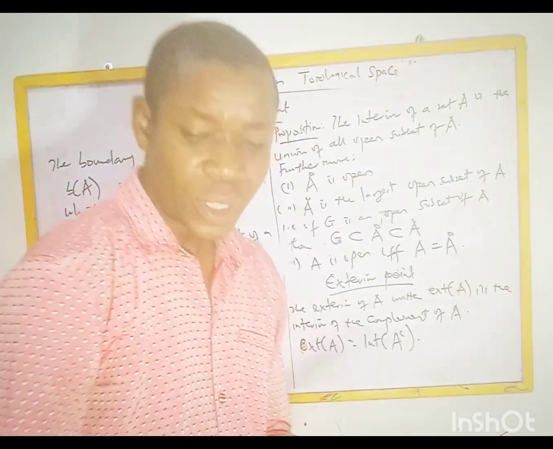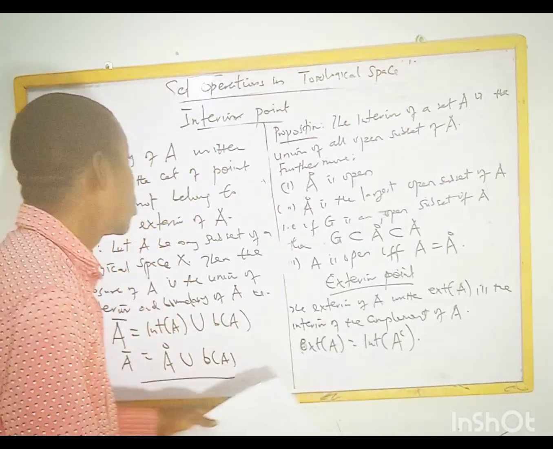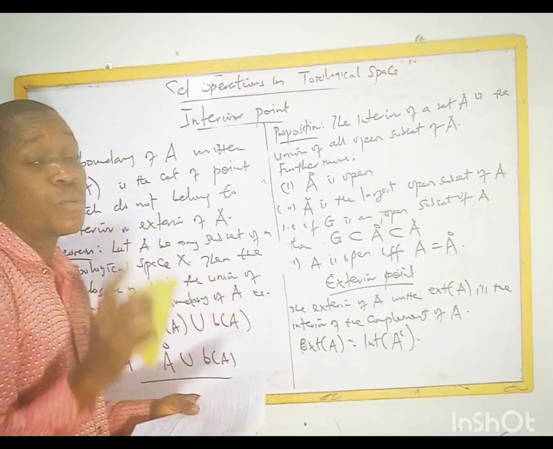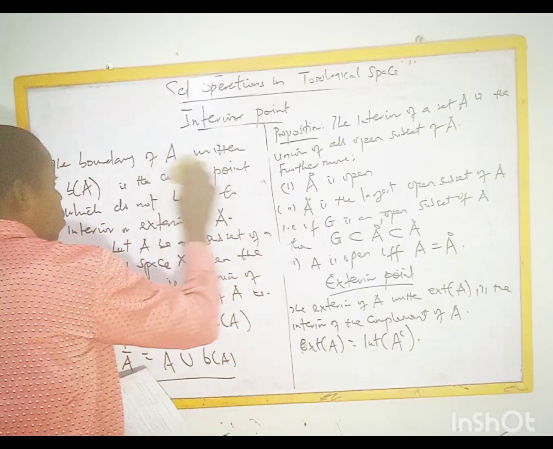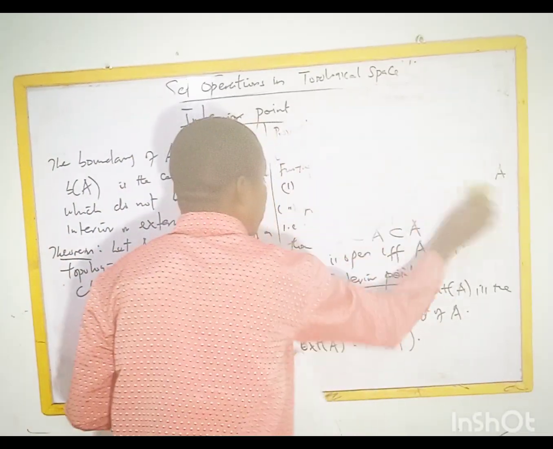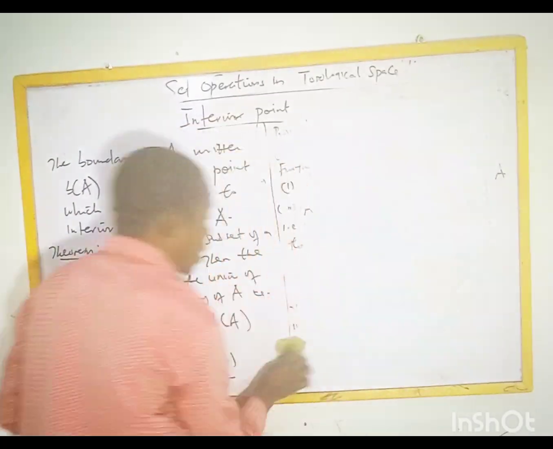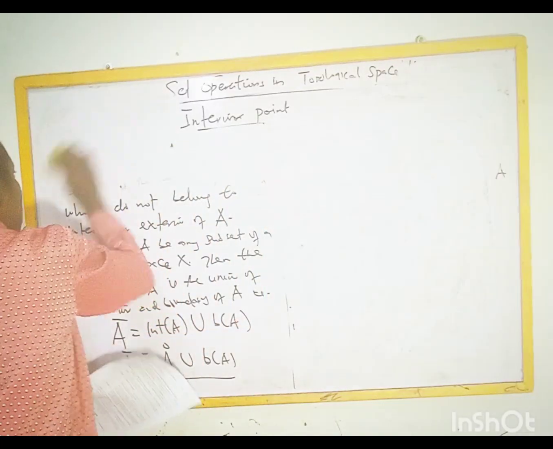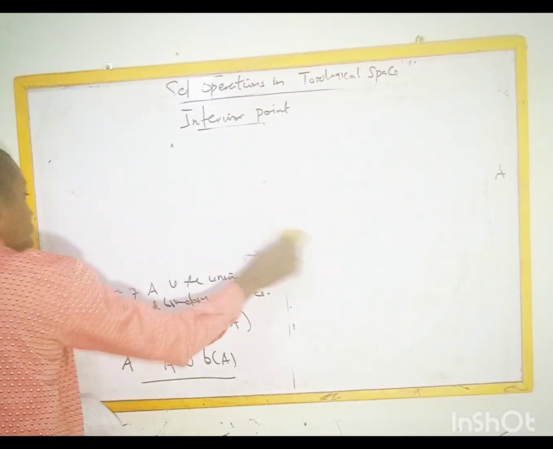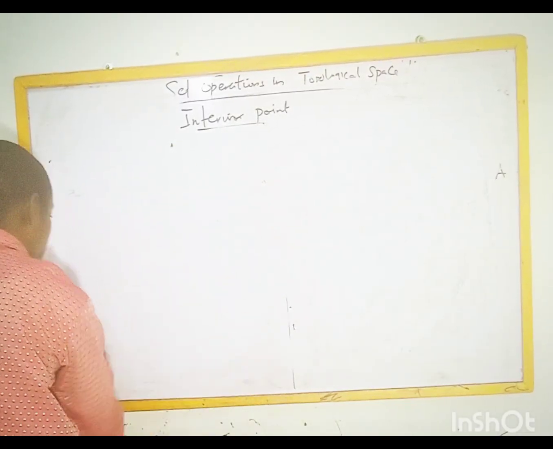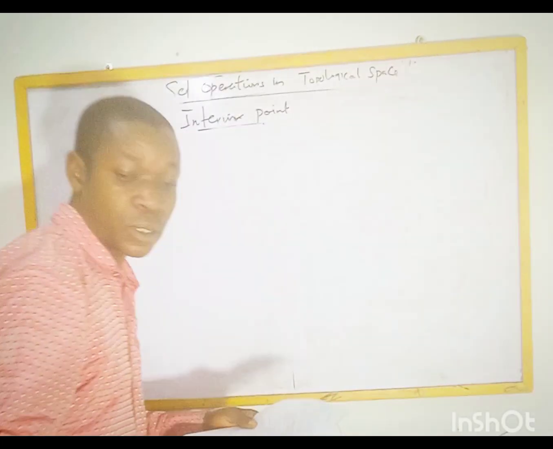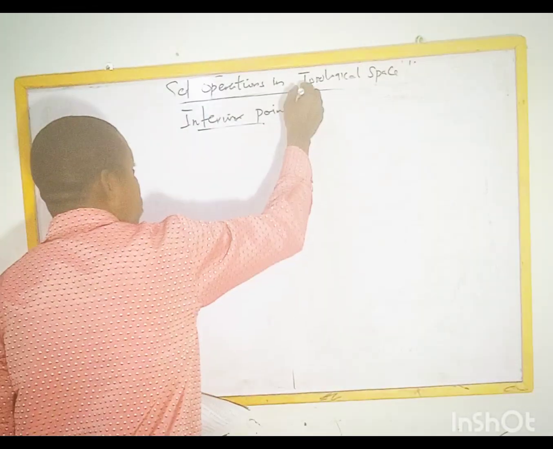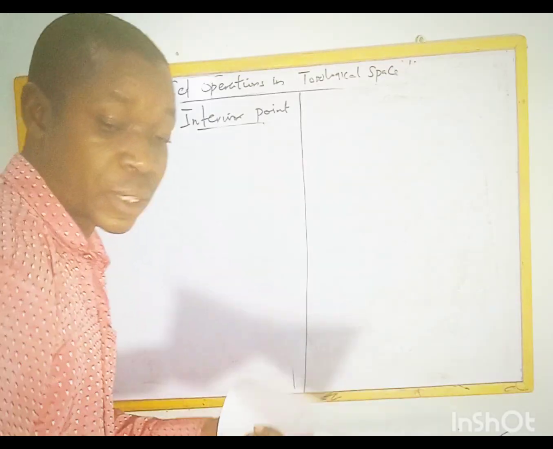Now, let's look at an example of how we can determine the interior point, exterior point, and boundary point, given a particular topology. That will give us an example of how you can obtain the result. Very simple and basic. Look at this example.